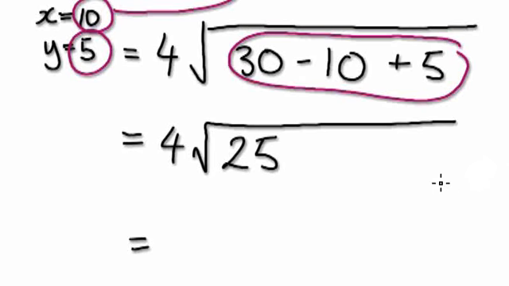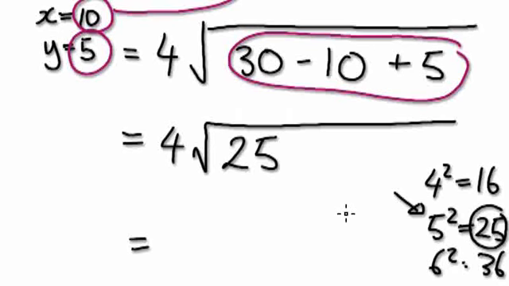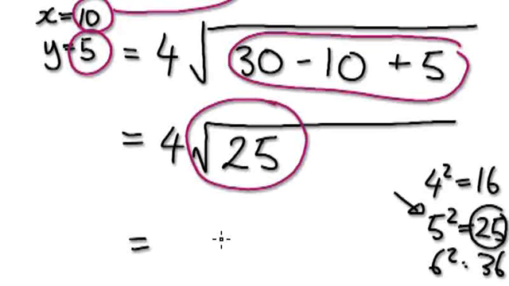What is the square root of 25? Well, 4 squared is 16. 5 squared is 25. You see, 6 squared is 36. We're trying to work out the square root of 25. So it's 5. So 5 squared is 25. So the square root of 25 is 5. Okay, so this whole bubble here is actually just 5.